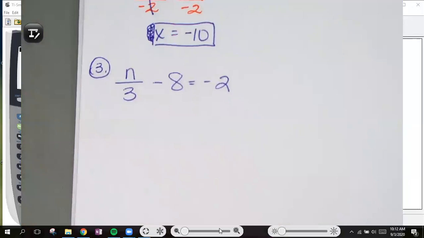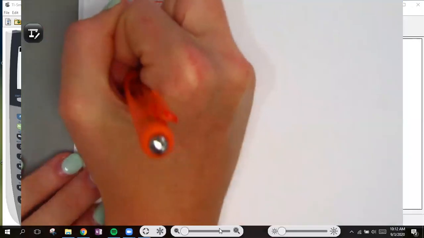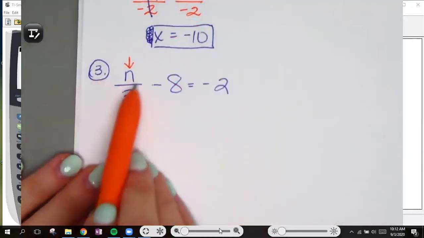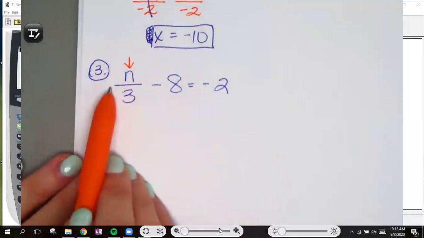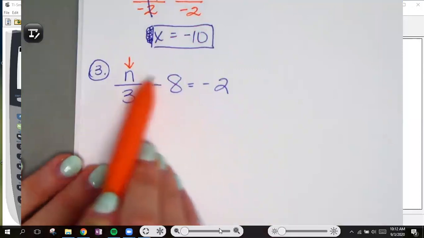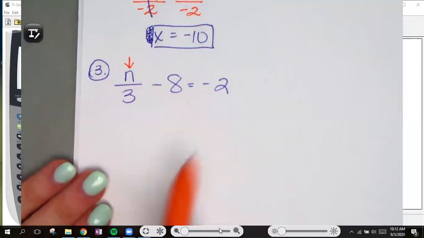Okay, each one I show you is going to have something slightly different than what I showed you previously, so that you have at least one reference when you're doing it on your own. First thing, our goal is to solve for our variable, to get it by itself. So in order to get n by itself, I have to get rid of the divided by 3 and the minus 8. I do that by moving it over here using inverse operations.